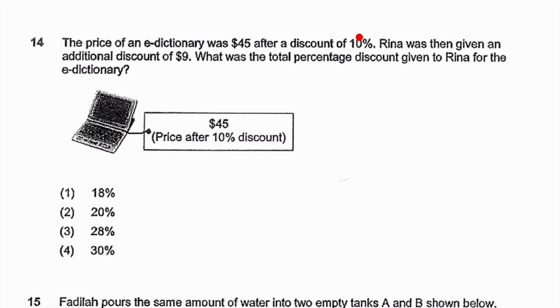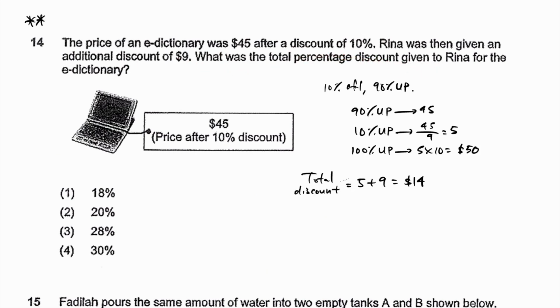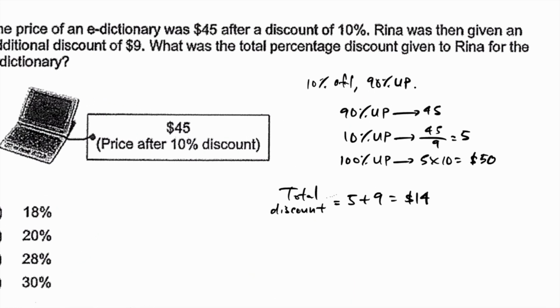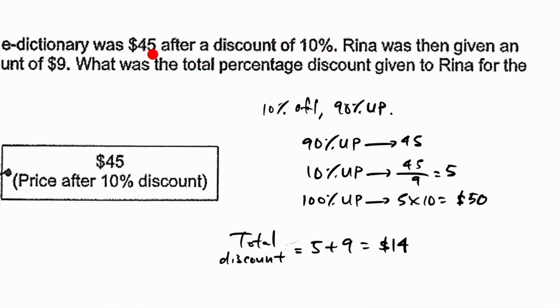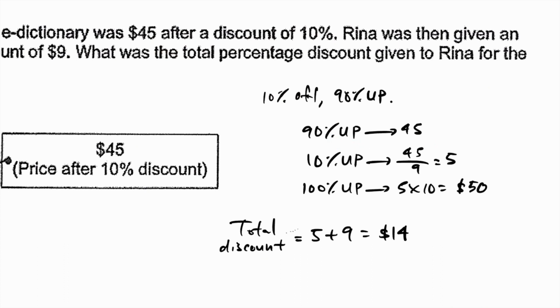The price of an e-dictionary was $45 after a 10% discount. So basically, this is 90% of the original price because this is after discount. Yeah. Rina was then given an additional discount of $9. What was the total percentage discount given to Rina for the e-dictionary? Oh, okay, so we can basically say that 90% of the usual price, because 10% off, is $45. What's the usual price then? The usual price is 100%, that is $50.